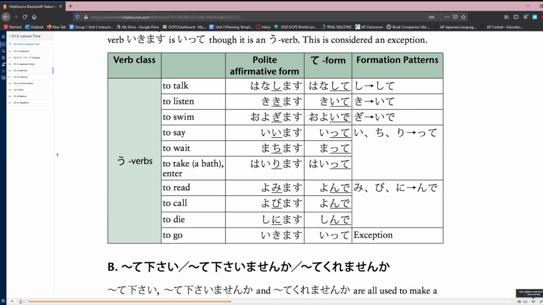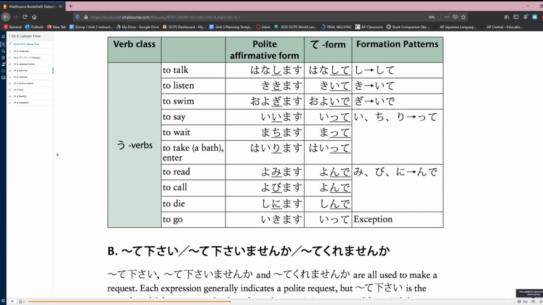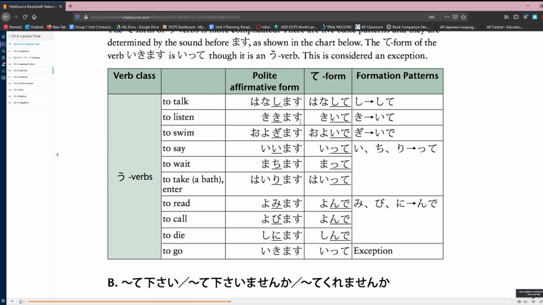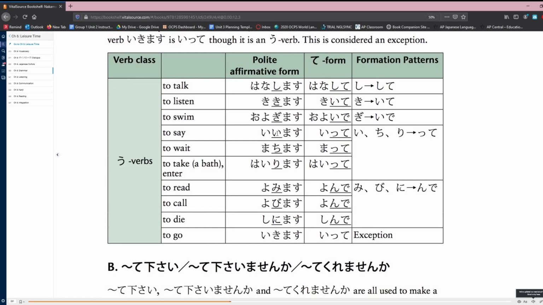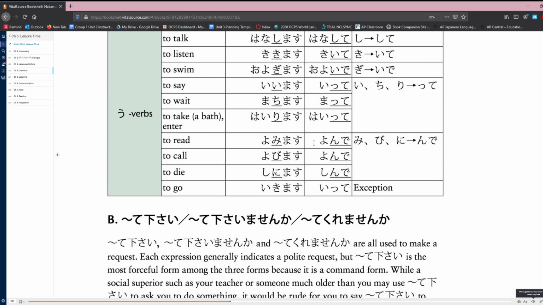Oyogimasu is going to become oyoide. So gi becomes ide. Imasu is going to become itte. Machimasu, matte. So i, chi, ri is going to become small tsu, te. As we can see here with hairimasu, haitte. If it ends in mi, bi, or ni, it's going to become nde. Yomimasu becomes yonde. Yobimasu, yonde.